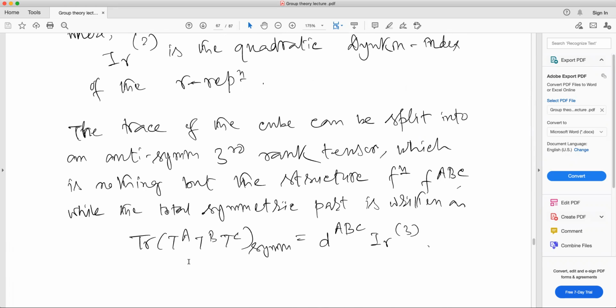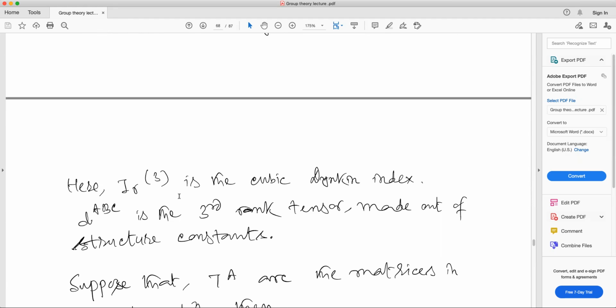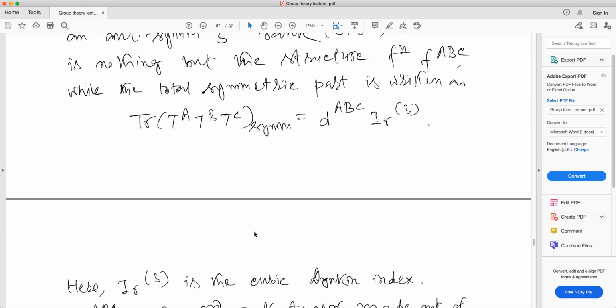Right? Now one can compute the trace of the cube, which can be split into an antisymmetric tensor, which is nothing but the structure function f_ABC, while the totally symmetric part is written as the trace of TA TB TC symmetric equals d_ABC I_R3. The antisymmetric part will give you the f_ABC, that's the constant, the symmetric part will give you d_ABC I_R3. And this I_R3 is the cubic Dynkin index, and d_ABC is the third-rank tensor made of the structure constants. Okay, so this is another Casimir invariant.